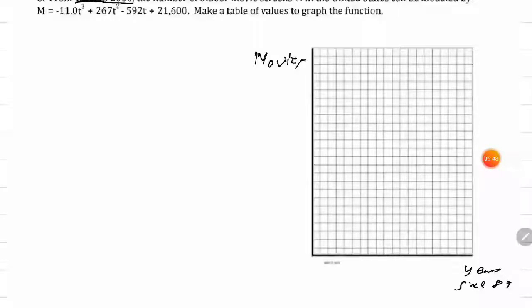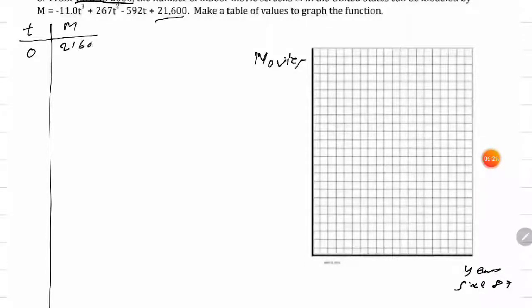My x values are pretty easy just because they give us the range 1987 to 2003. Movies, we kind of don't know until we start plugging values in. It's going to be high for sure because we're dealing with 21,000. How many years is it? 16 years. I'll punch in 8 values, you punch in the other 8. So T and M, I'll get the easy one, 0. Plug 0 into the equation, get 21,600. That's pretty easy.